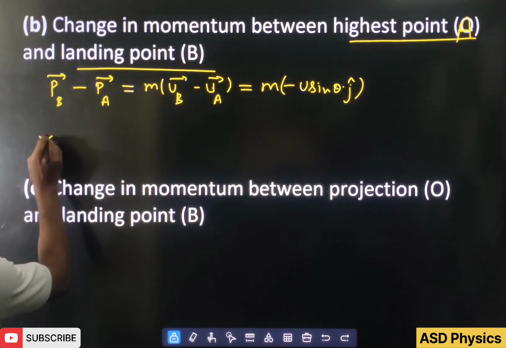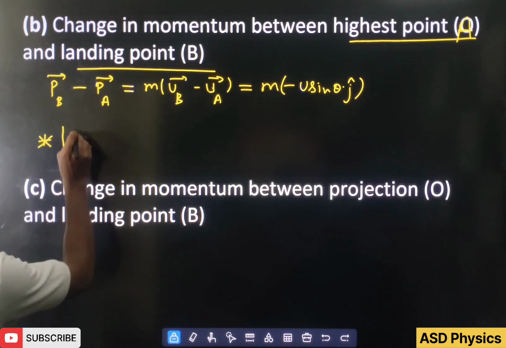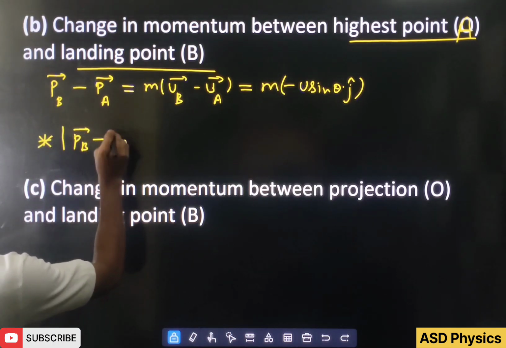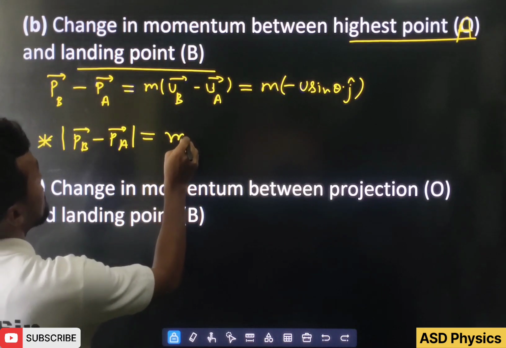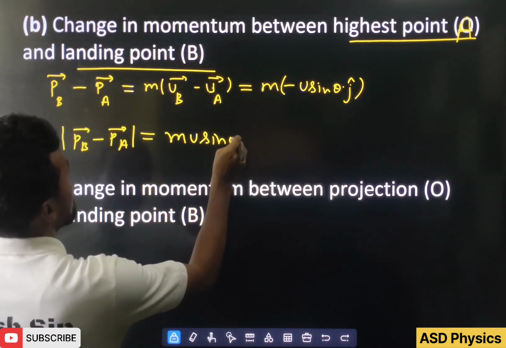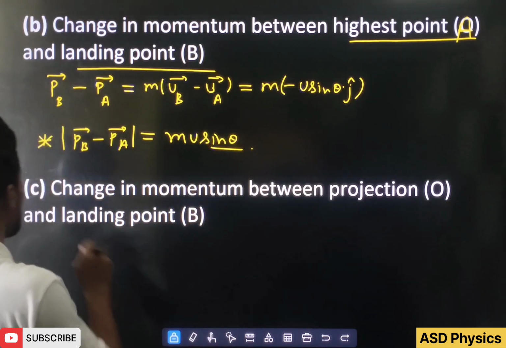Okay, so when you take the magnitude, which is very, very important, the magnitude will come just MU sine theta. Remember that. Now let's see the third one.